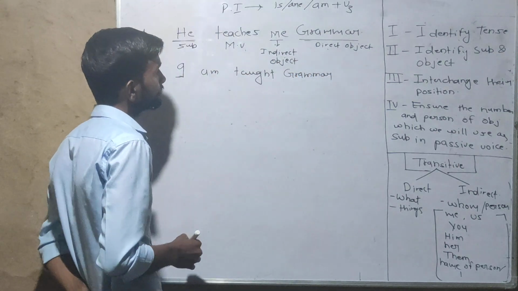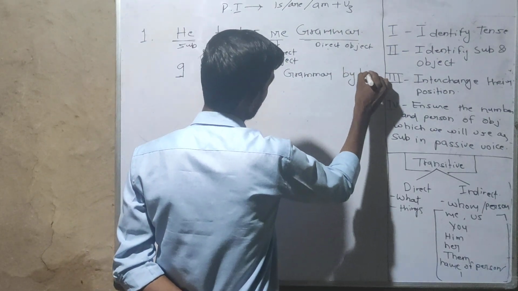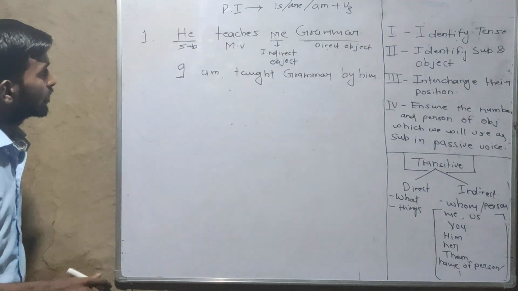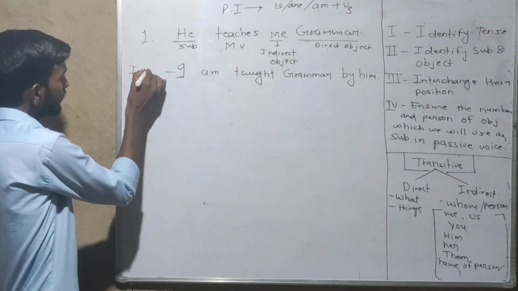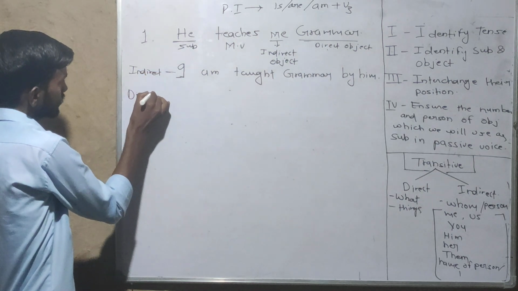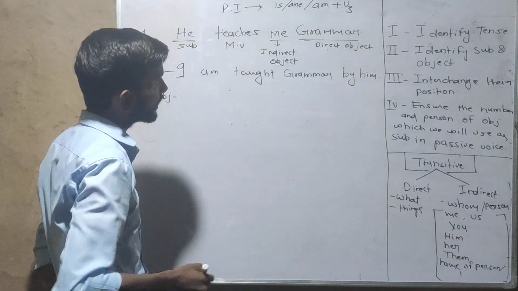I have taught grammar. I am taught grammar by him. Okay, by him. So that is how we have made this. Now this one was using indirect object. Now using direct object. So grammar is the direct object.